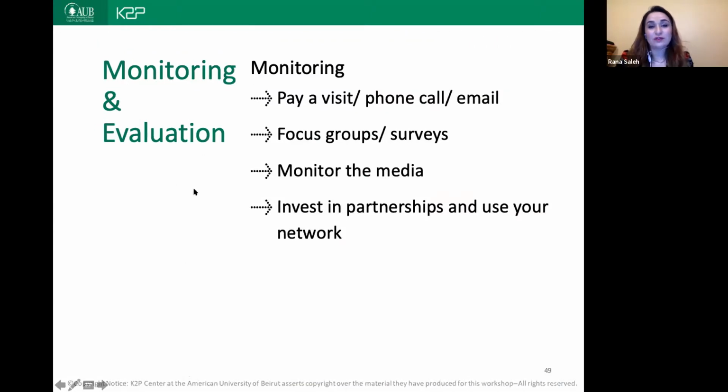And after that, of course, you have to monitor your work to see what the stakeholders respond to your advocacy campaign. Monitor the media to see for responses. Ideally, they would respond promptly to your campaign if your campaign hurts them. And then you could invest also in partnerships and use your networks depending on what arises in that situation.